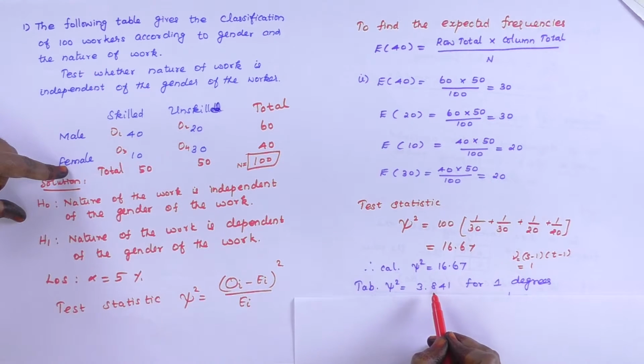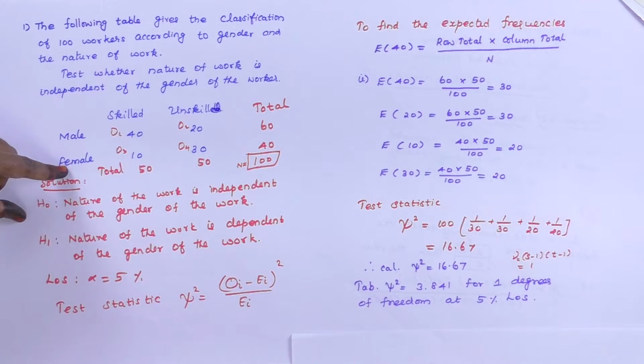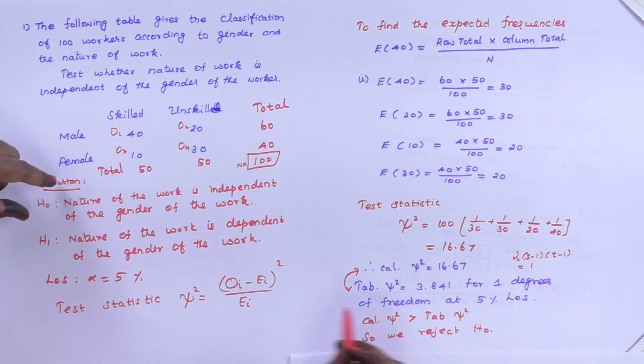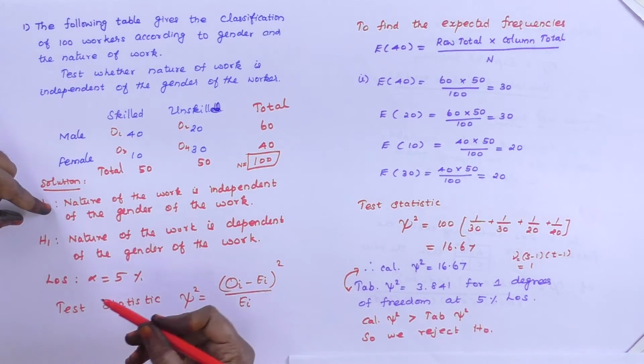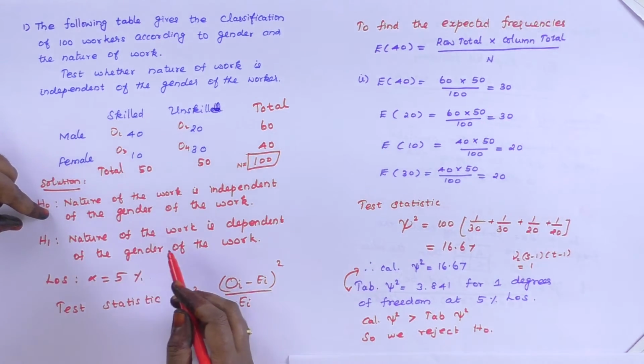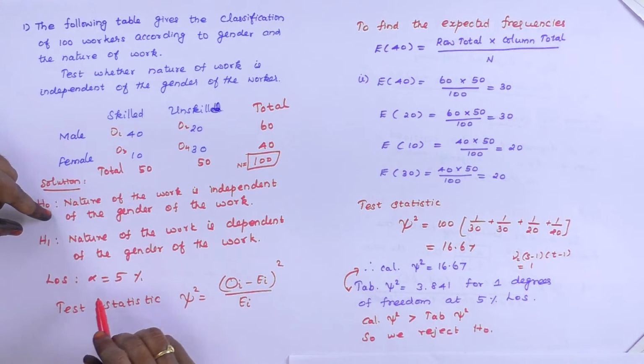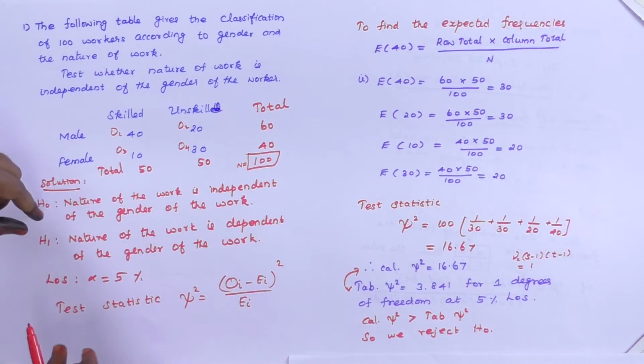Here, the calculated chi-square value is greater than the tabulated value. So, we accept H1 at 5% level. Comparing these two values, we draw the conclusion. Calculated chi-square is greater than tabulated chi-square, so we reject H0. H0 is: nature of the work is independent of the gender of the worker. Therefore, we accept H1. Our H1 is: nature of the work is dependent on the gender of the worker.